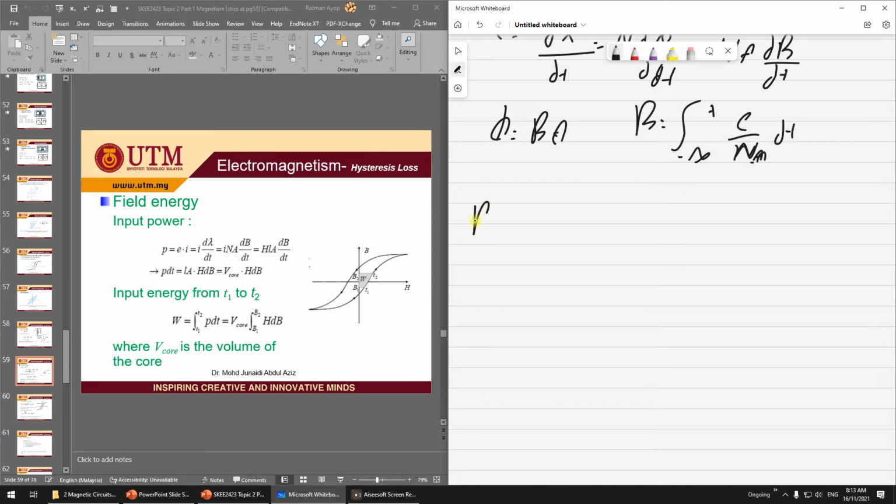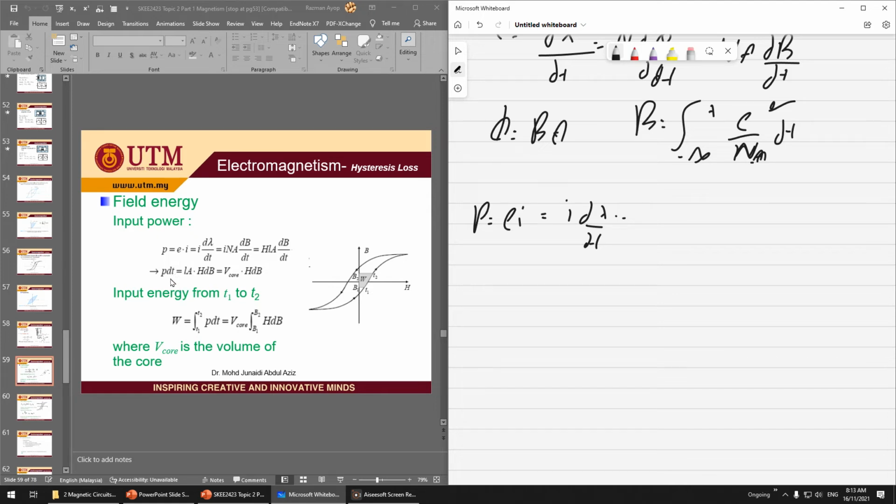So power is actually E and I. I is the current, E is the electromotive force, so equals to I d flux over dt. Something like this. So E equals N A dB over dt. You already derived it before. So I equals to H L, Ni equals to HL.